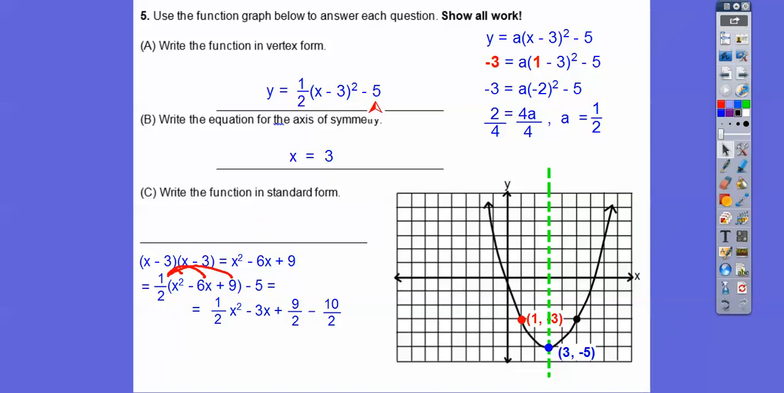And then we got to take off this -5. Well, here's the -5. Isn't 10/2 the same as 5? So here's my -5, and I chose 10/2 so I can combine it with this 9/2 right here. Okay, so 1/2 of x squared is 1/2 x squared. 1/2 of 6x is 3x, -3x. 1/2 of 9 is 9/2. So I changed 5 to 10/2 right there. So 9/2 minus 10/2 is -1/2. So there it is in standard form right there.